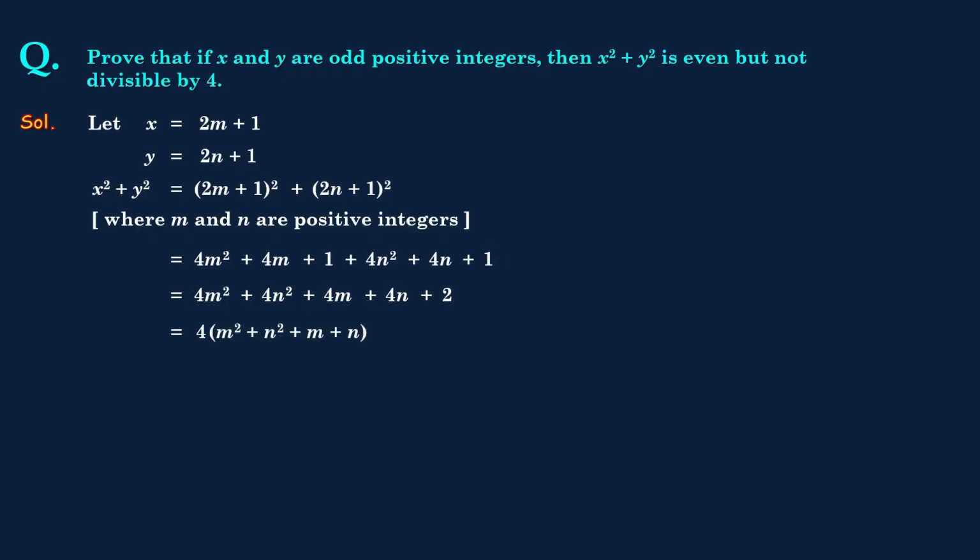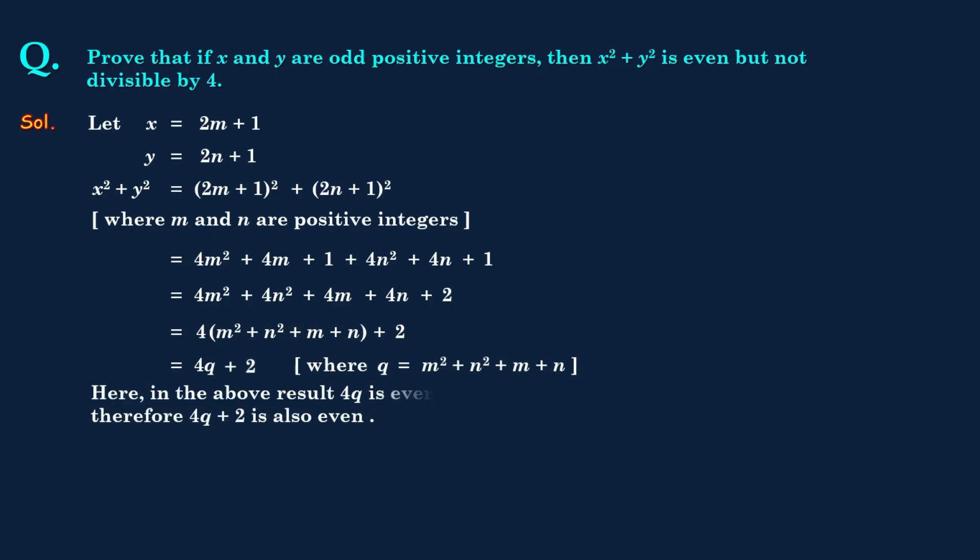Now let us take common as 4. So 4 times (m square plus n square plus m plus n) plus 2. So we can represent that bracket as q. So 4q plus 2, where q is equal to m square plus n square plus m plus n. So now here we can see that 4q is even. So 4q plus 2 is also going to be even over here. So x square plus y square, we can say that it is always even.